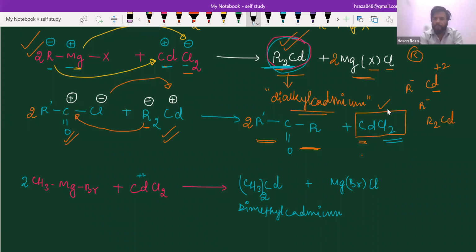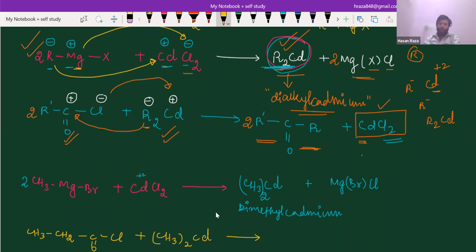Zed, Ahmad, Alan. Then again this CH3 twice. Basically, if I react this with CH3CH2C double bond O Cl plus (CH3)2Cd, can you name the major product? Can you write the IUPAC name of the main product?